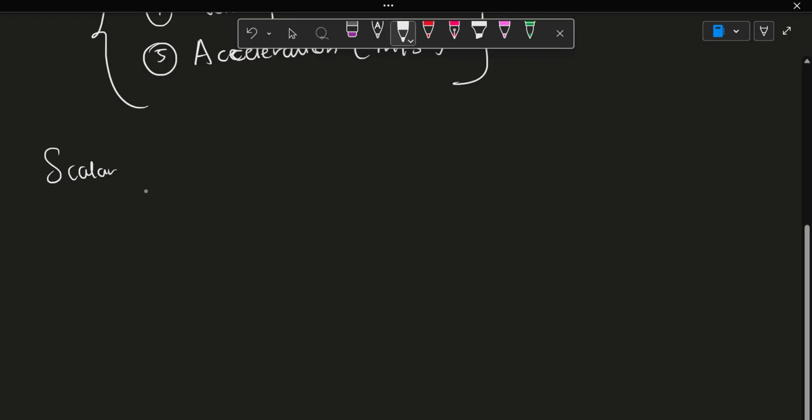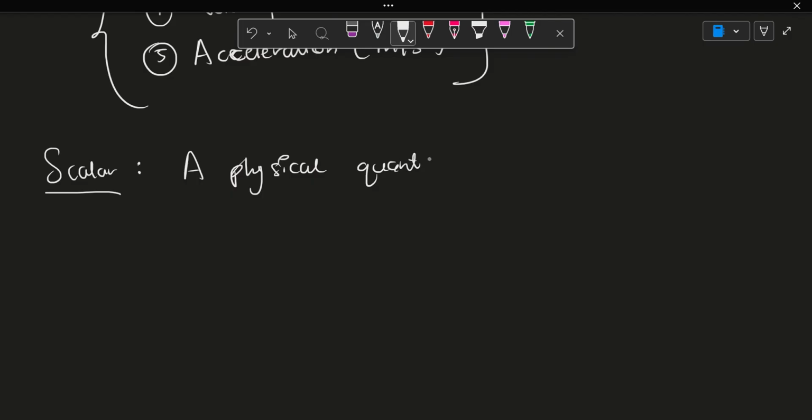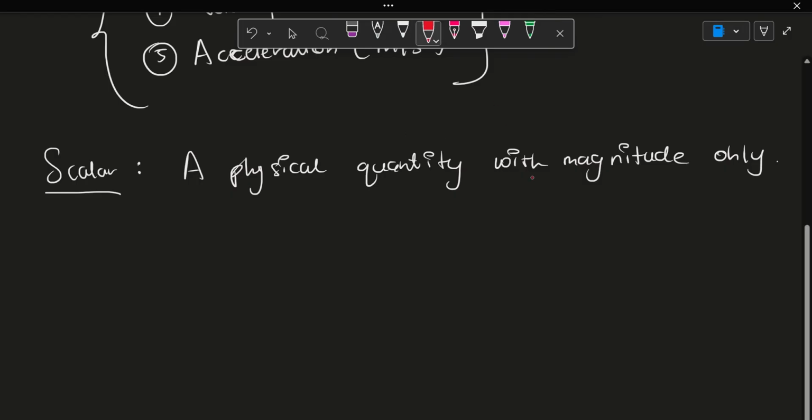So what is a scalar? A scalar, by definition, is a physical quantity with magnitude only. So it only has magnitude. Remember, with the vector, we had a magnitude and direction, but with the scalar, we only have magnitude.